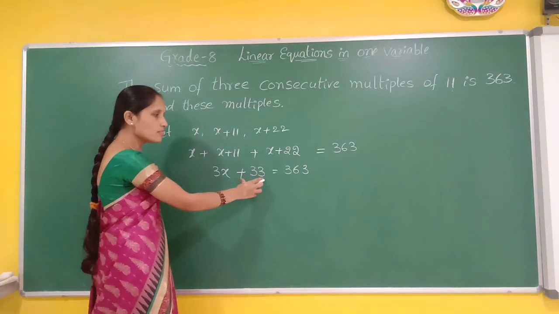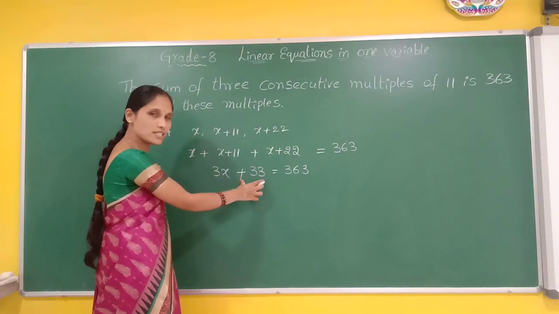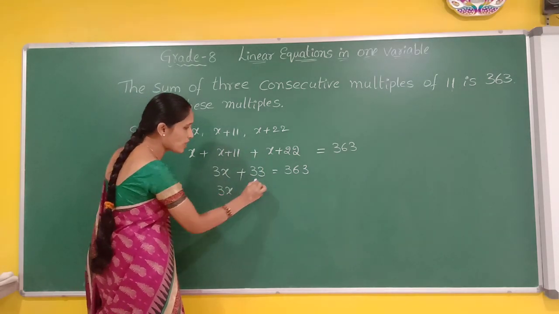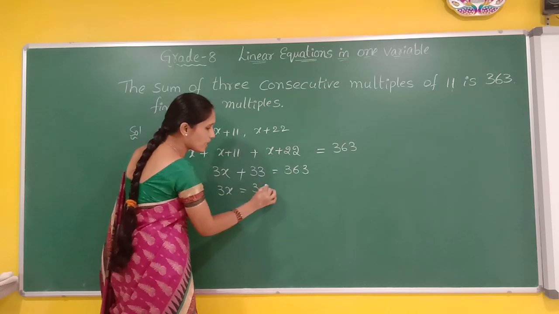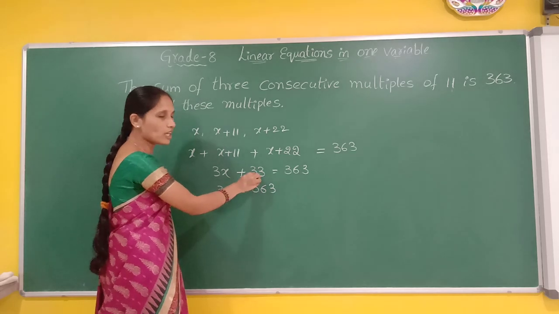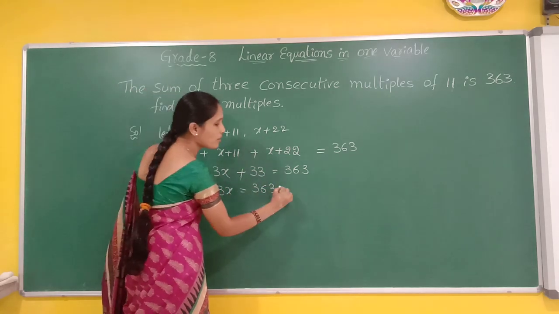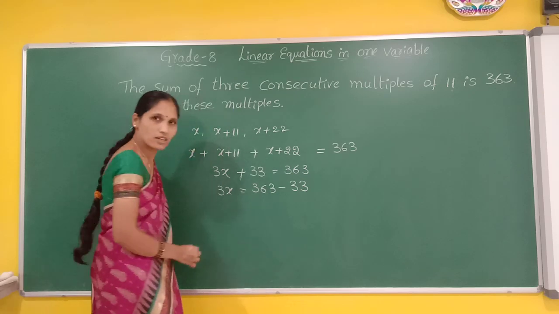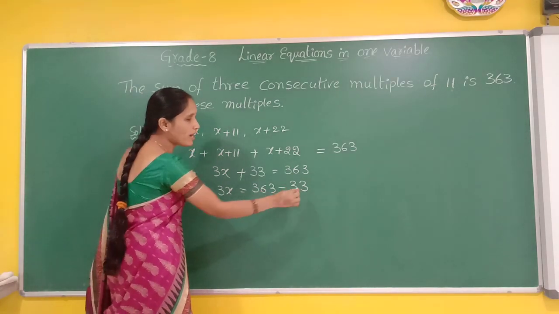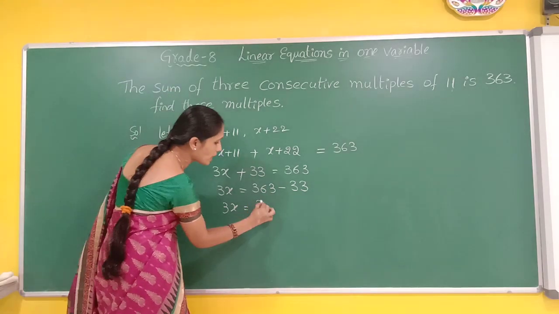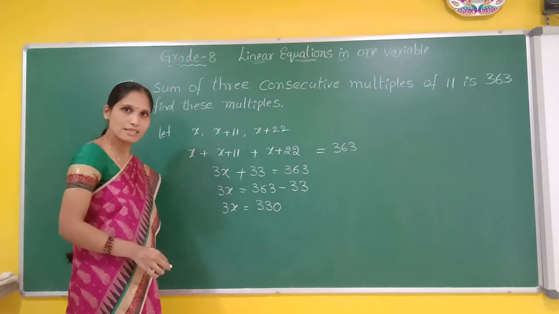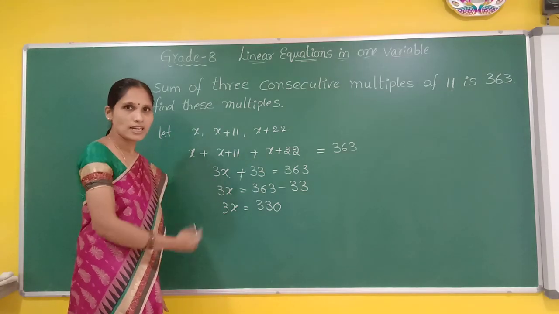Now the left side constant part, 33, we transpose it to the right hand side. 3x as usual is equal to 363. Plus 33 becomes minus 33. 3x is equal to 363 minus 33. The difference is 330.